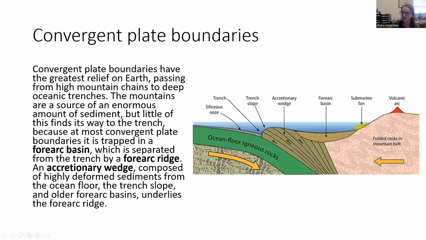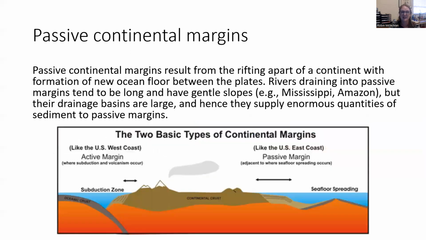Now, convergent plate boundaries aren't the only places where you can find a lot of sediment deposition. You can also find it at passive continental margins, like where we live in Georgia, right? Passive continental margins, we used to be a divergent plate boundary. We used to be located on the Atlantic mid-ocean ridge. But as new seafloor was created, we were pushed farther and farther away from that divergent plate boundary. And now we're just on a passive margin away from the plate boundary.